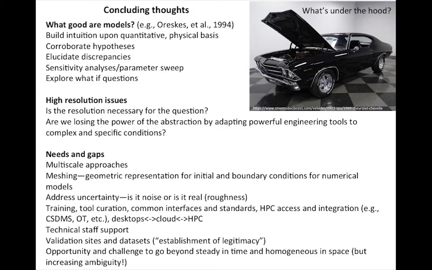In terms of Oreskes, validation is the establishment of legitimacy for a model or a data set. And I don't want to sound too pessimistic, because the numerical methods as we've advanced them really give this opportunity, but also a challenge to go beyond steady in time and homogeneous in space. But at the same time we have the problem of increasing ambiguity: is it what's really causing that change? Because we have so many knobs to turn. So we have these beautiful tools, but we just need to make sure we know what's under the hood. So that's my story, and hopefully there are some thoughts, and people may want to add comments.